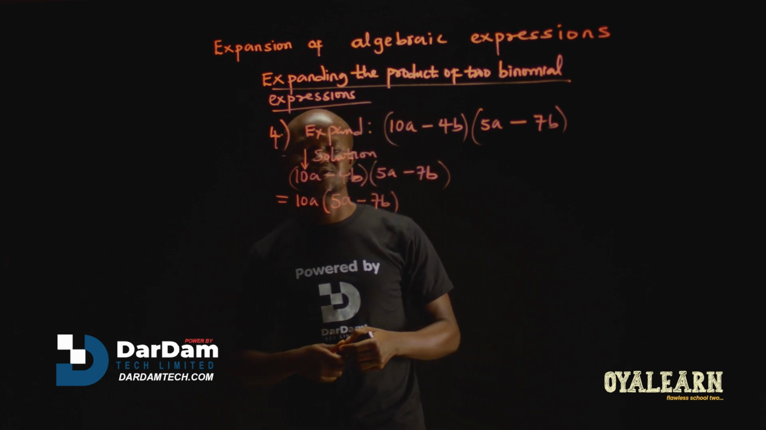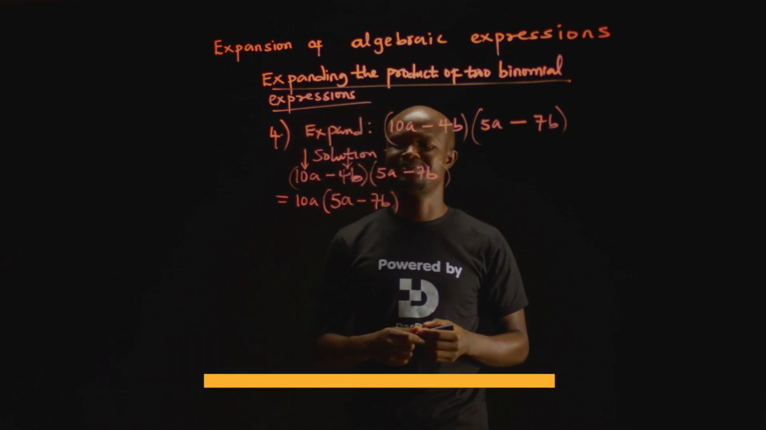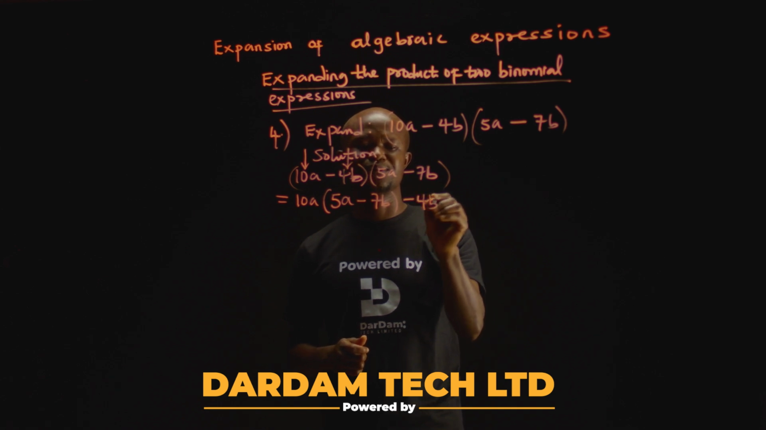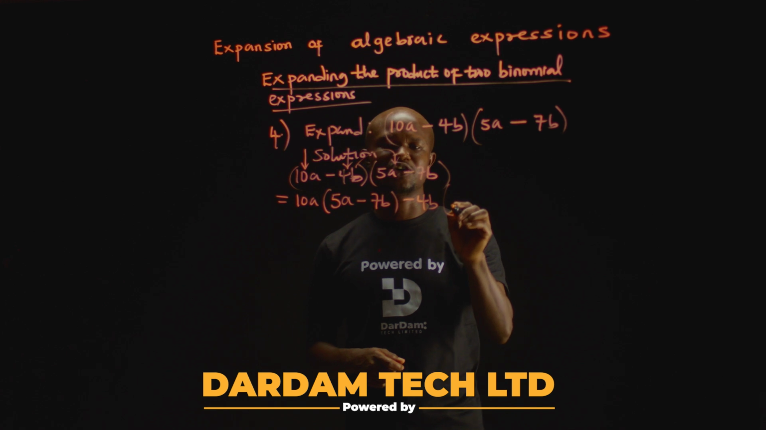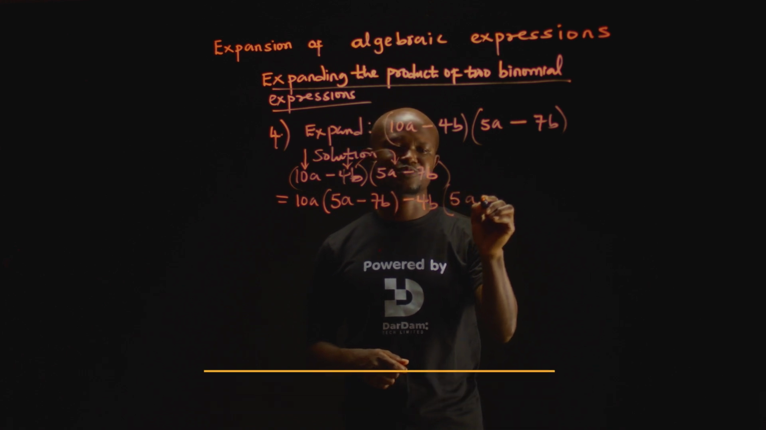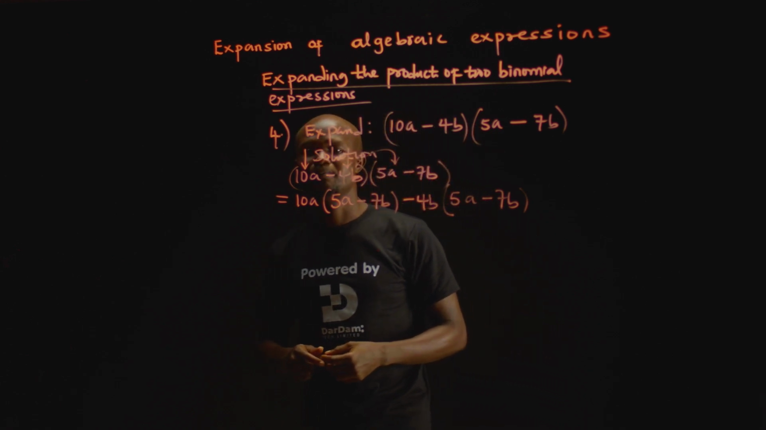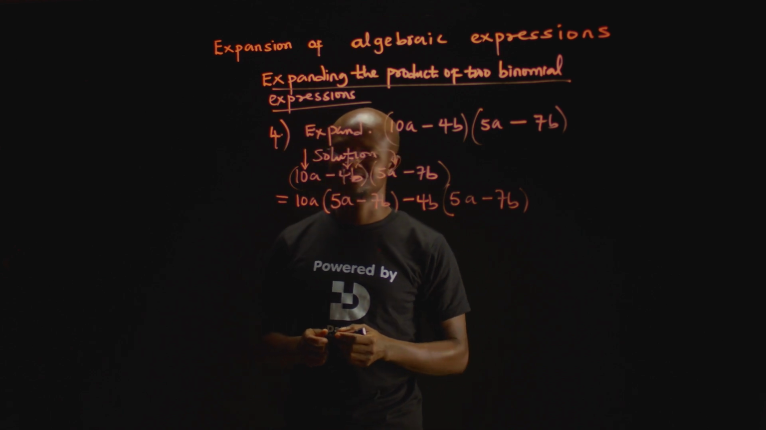Now, what is the next thing to do? We use the second term in the first binomial expression. The second term is minus 4b, then to multiply the whole of second binomial expression. The next step is to expand the brackets.